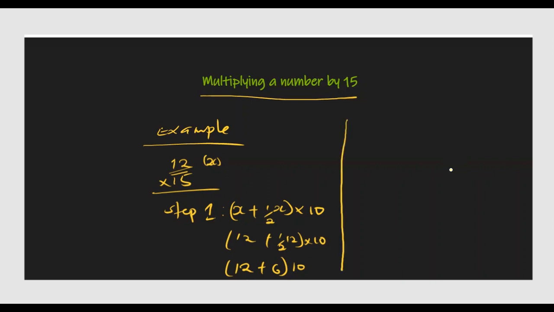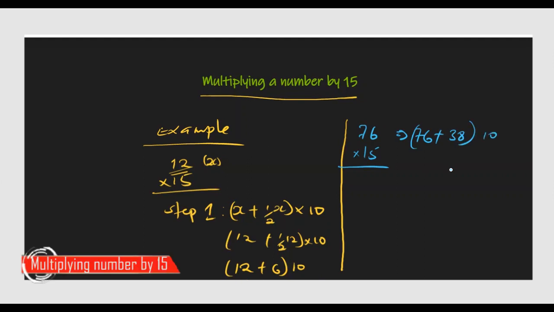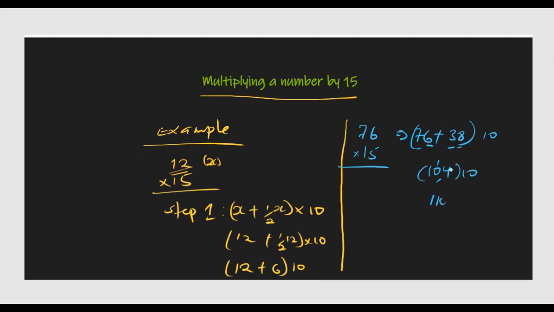Let's do another one so that it is easier for you to relate. Suppose you have 76 multiplied by 15. We use the same method. What is 76 plus half of 76, which is 38? That is what we add, then multiply by 10. If you add the two, 7 plus 3 gives you 10, which becomes the first part of the answer. And then 6 plus 8 gives you 14, so that's 114. And that's what we multiply by 10. So we have 114 multiplied by 10, which gives us 1140 as our answer.